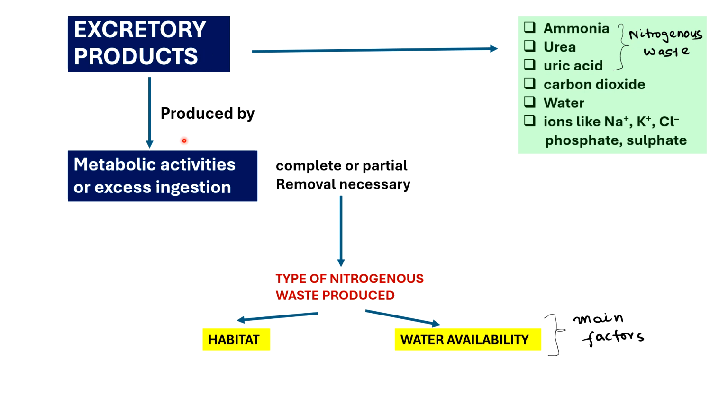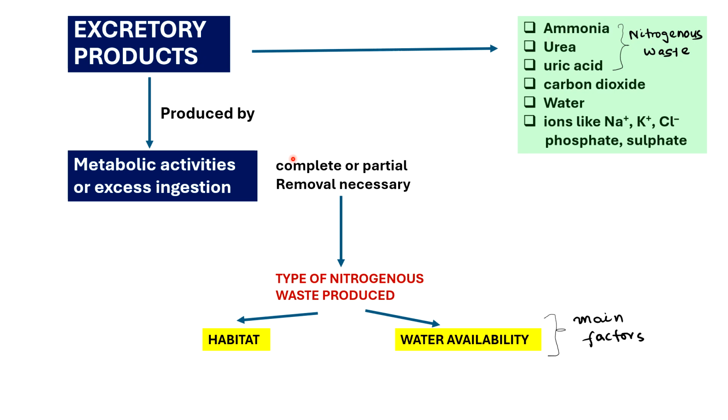In the body, there are different metabolic activities that go on, and during the process of ingestion, when food is digested, different byproducts are released. These byproducts can be ammonia, urea and uric acid, or it can be gaseous byproducts such as carbon dioxide, or liquid products such as water. Also, certain ions like sodium, potassium, chloride, phosphate and sulfate are released. So all of these together constitute the excretory products.